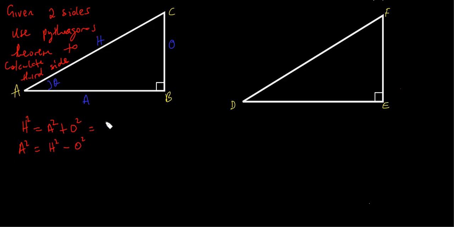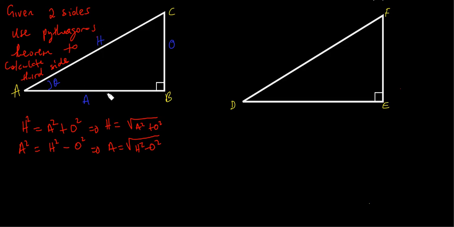If you're looking for H, H will therefore be equal to the square root of A squared plus O squared. The same applies if we are looking for A: we say the root of H squared minus O squared.